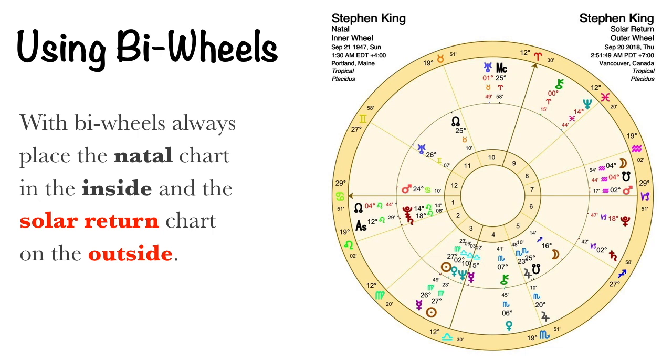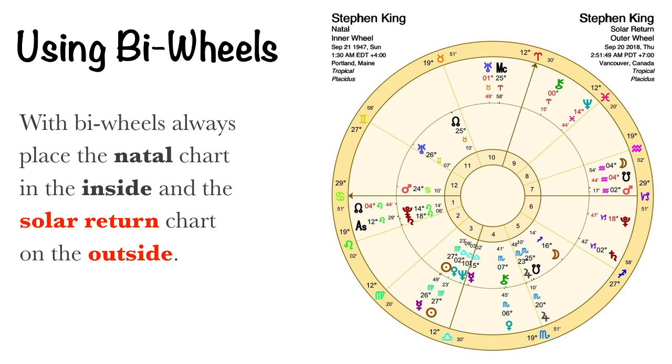Now you can also use bi-wheels with solar returns, and with all bi-wheels you put your natal chart in the inner wheel and you put the solar return chart on the outer wheel. And of course you would do that if you were doing secondary progressions or transits or so on, because actually the solar return chart is a snapshot of the transits at the actual time that the sun came to its position.